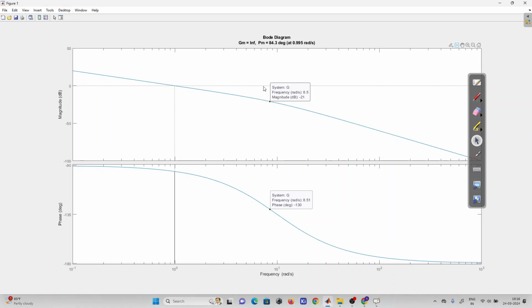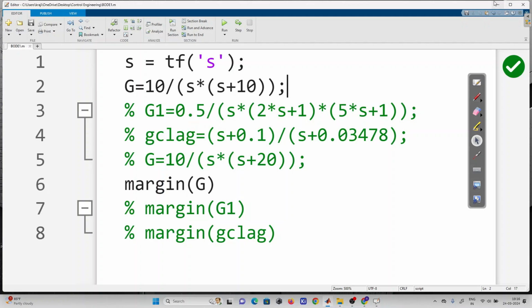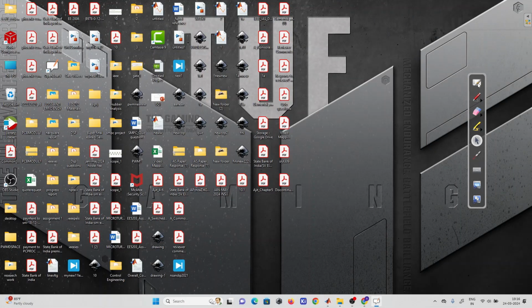So how much magnitude should be added by the K value? That should be, no, plus 21. If we add plus 21, then it will become 0. So K should contribute a gain of plus 21. Is it clear? Yes, sir. Clear, sir.